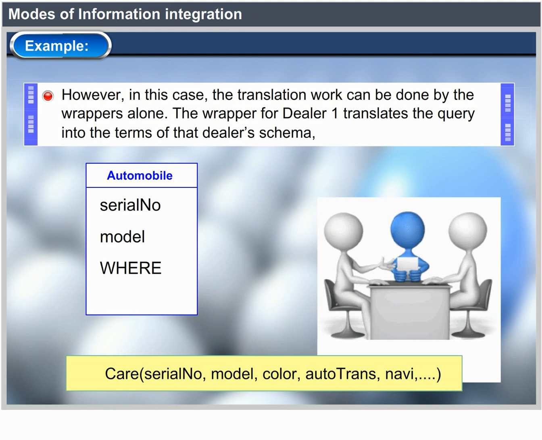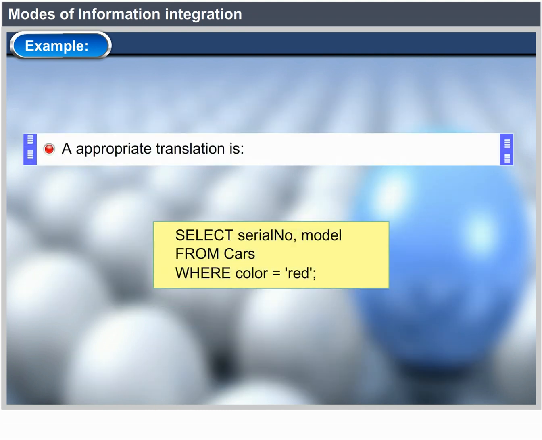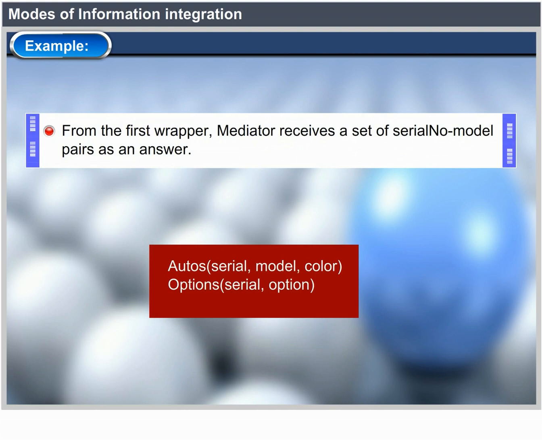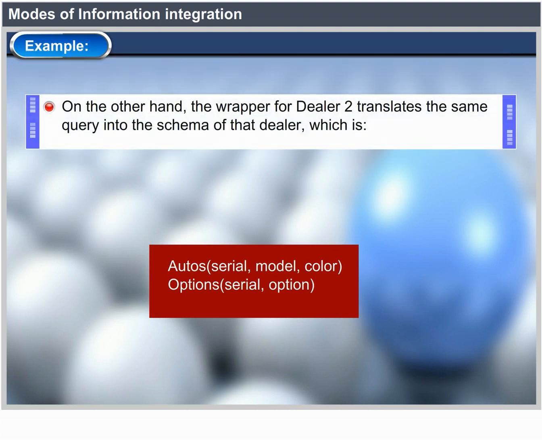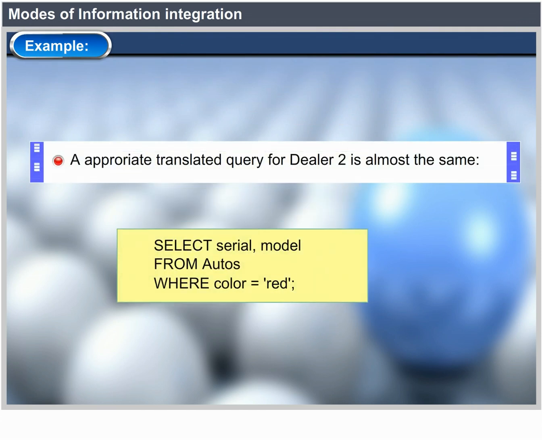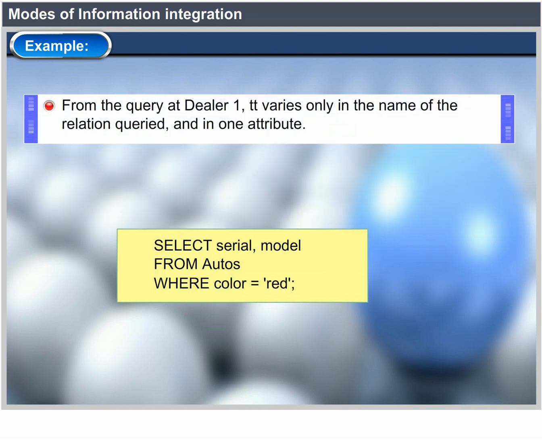A suitable translation is given. An answer, which is a set of serial number model pairs, will be returned to the mediator by the first wrapper. At the same time, the wrapper for dealer 2 translates the same query into the schema of the dealer, which is. A suitable translated query for dealer 2 is almost the same. It differs from the query at dealer 1 only in the name of the relation queried and in one attribute.